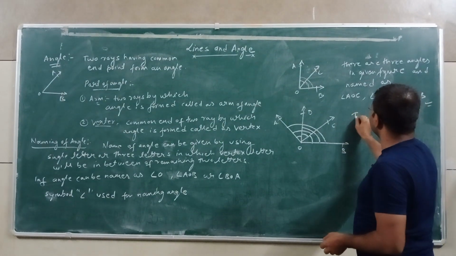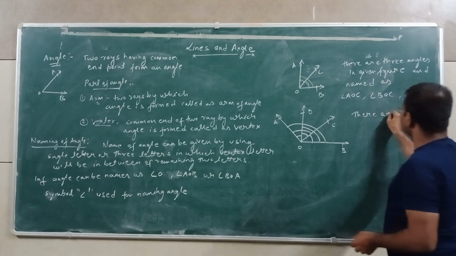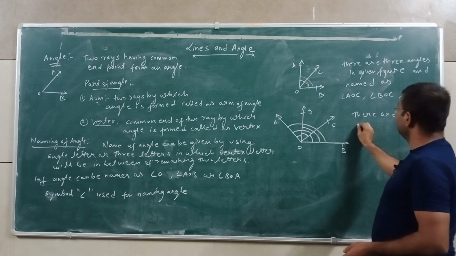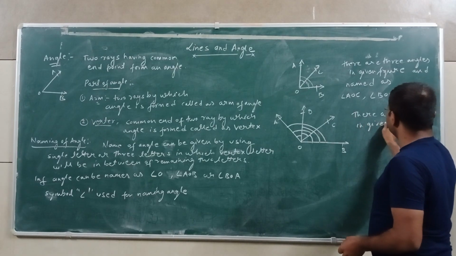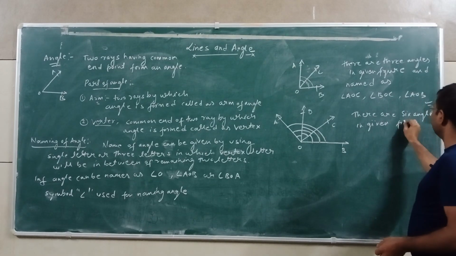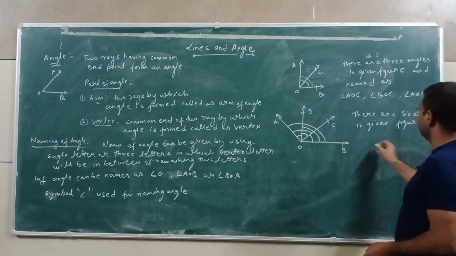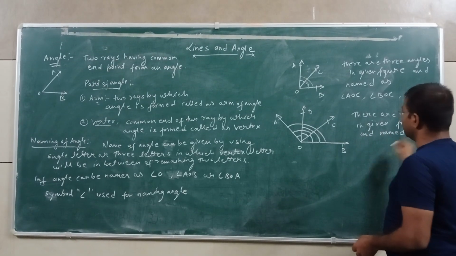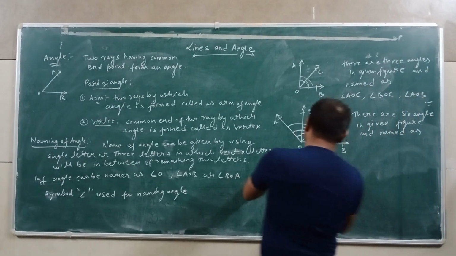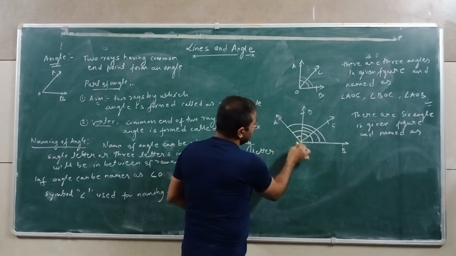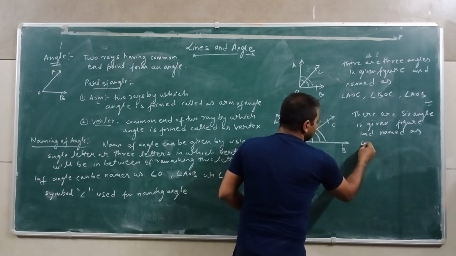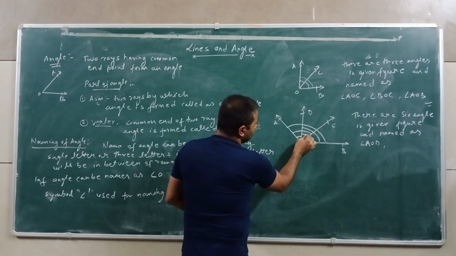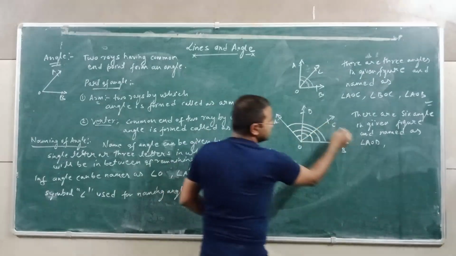So here you will write: there are six angles in the given figure, and named as. How will you give the name? See, first you will give this name. See, this is AOD. So you will write angle AOD. Now see, we talk about this angle DOC.